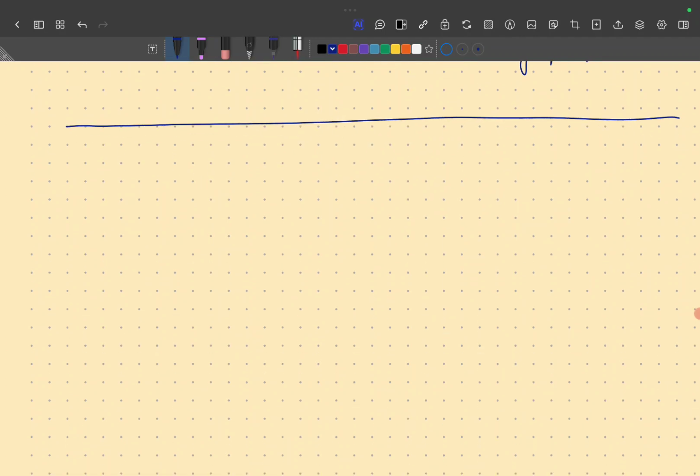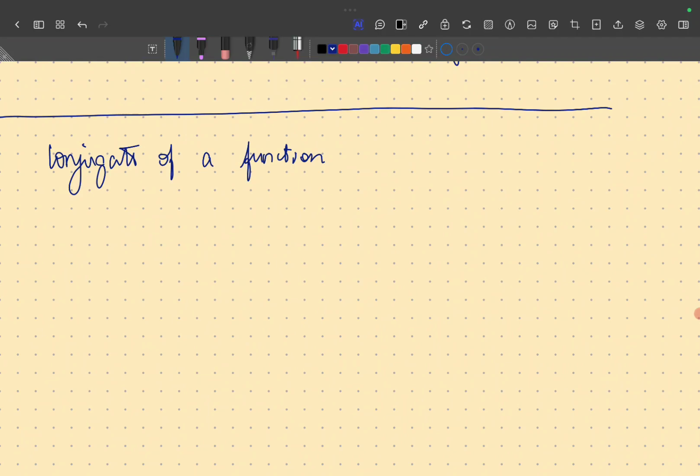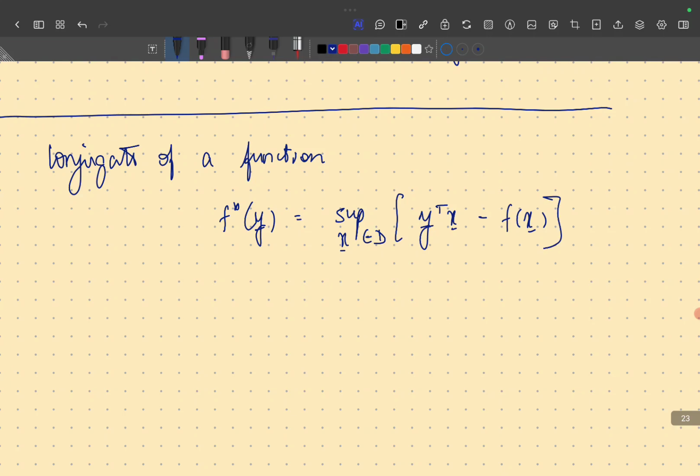So let's recall the definition of the conjugate. You're given some function f and you define f star of y to be equal to the supremum over all x in the domain of f of x transpose y, or y transpose x, minus f of x.